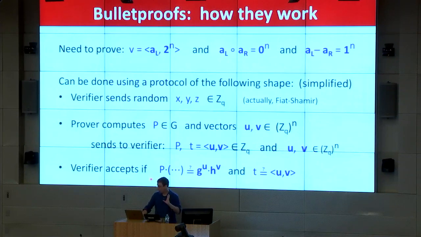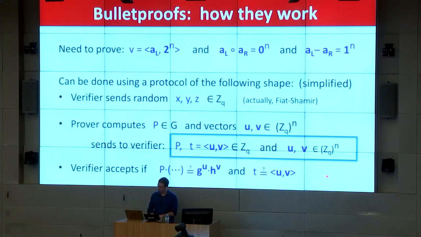And the verifier is just going to check that this funny property holds, and that t is in fact the inner product of u and v. So if you think about what the proof actually is, the proof essentially consists of one group element, this inner product, and then these two vectors u and v. And this is what the verifier checks. That's what the range proof will look like.